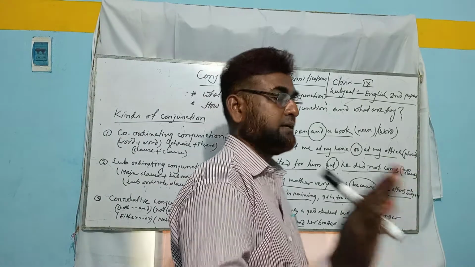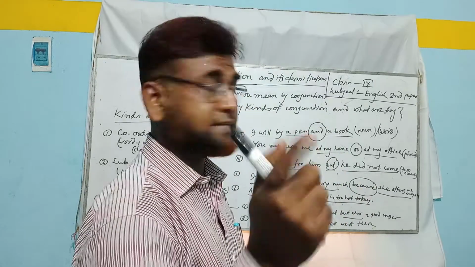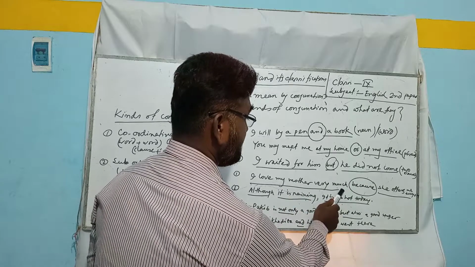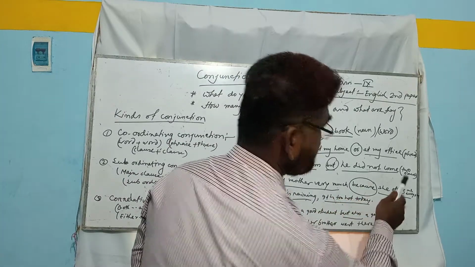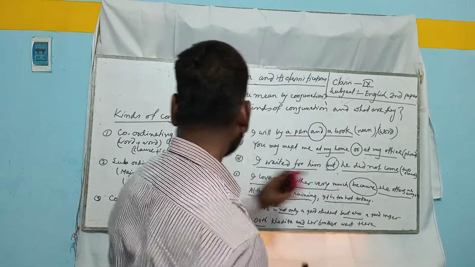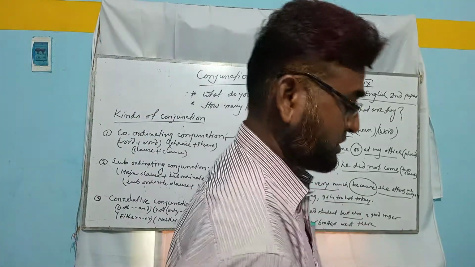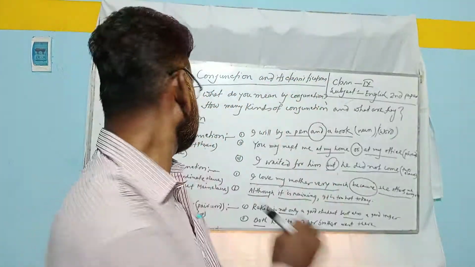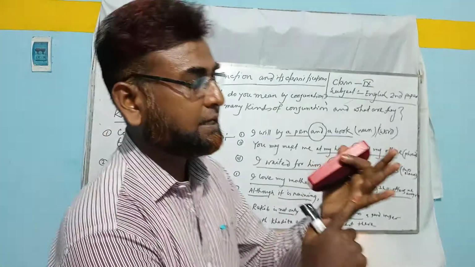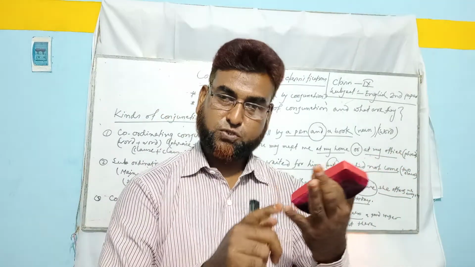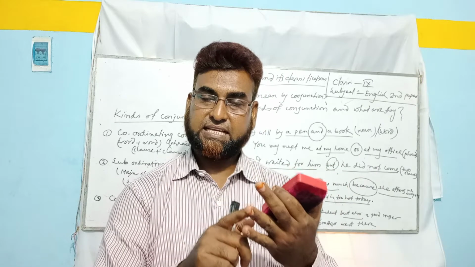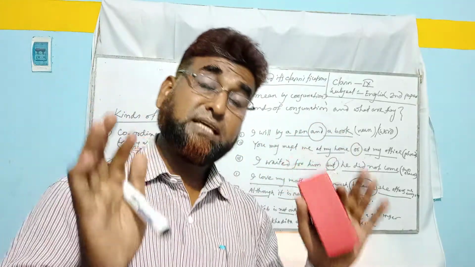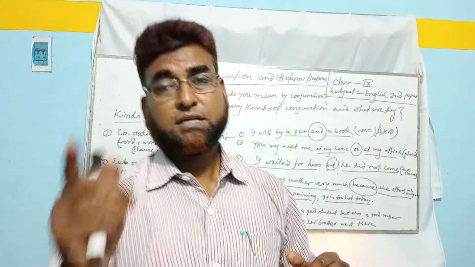If I write an example on the board, it will be very easy for you. I love my mother very much because she offers me everything. Here, 'because' is a subordinating conjunction. Dear students, I am giving some subordinating conjunctions: because, that, as, since, although, till, until, before, where, which, how. All of these are examples of subordinating conjunctions.